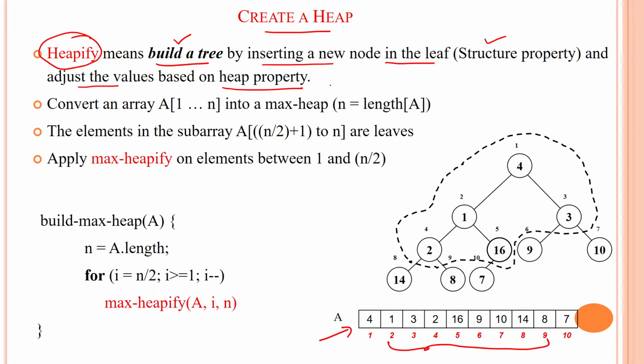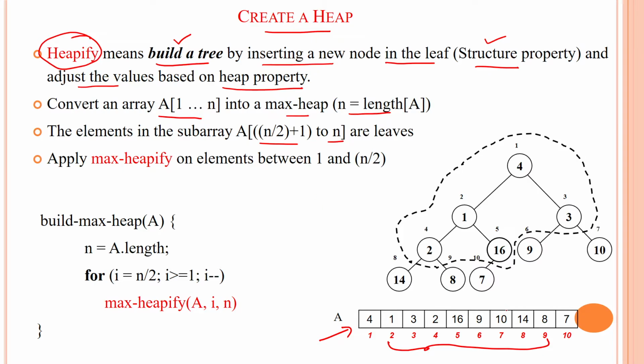When you are inserting the node, you should follow the structure property. After that we should compare with the parent value based upon the max heap property. Then convert an array A of 1 to n into the max heap. Max heap size should always be equal to the length of the array. Consider the elements in the subarray A of n by 2 plus 1 to n.